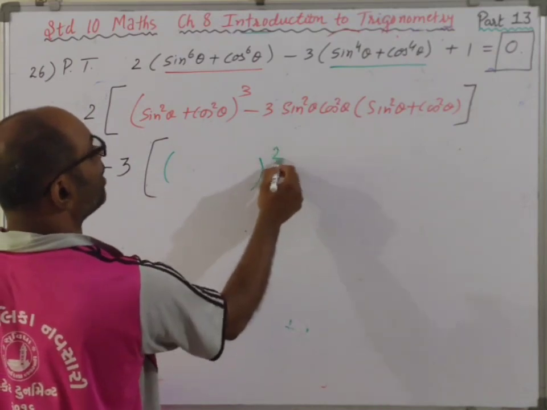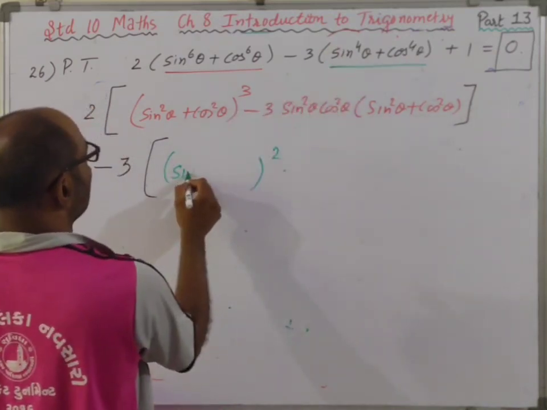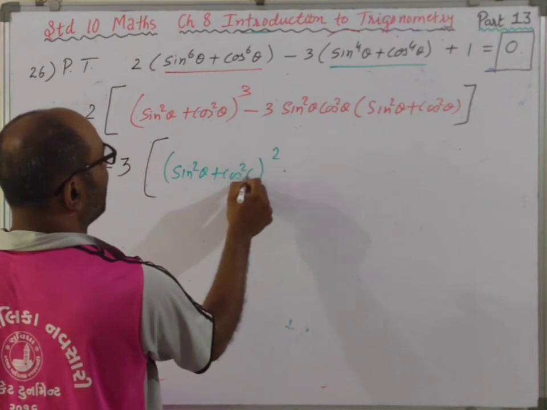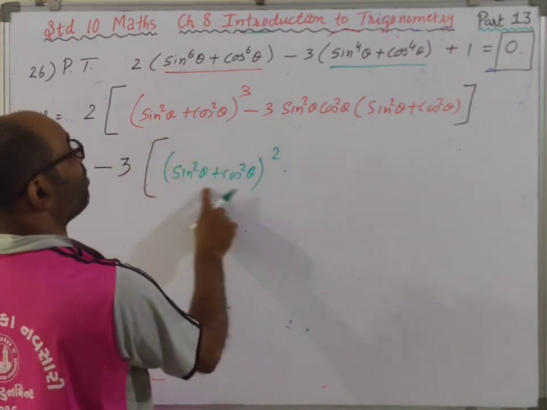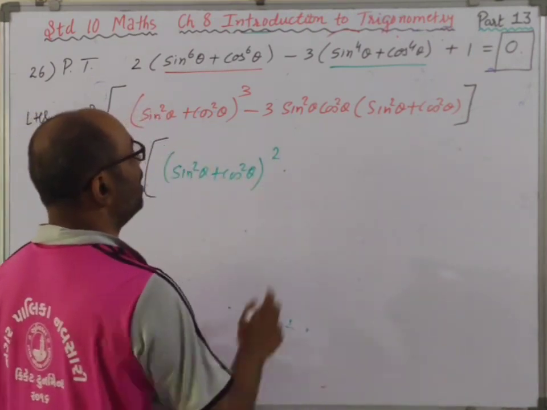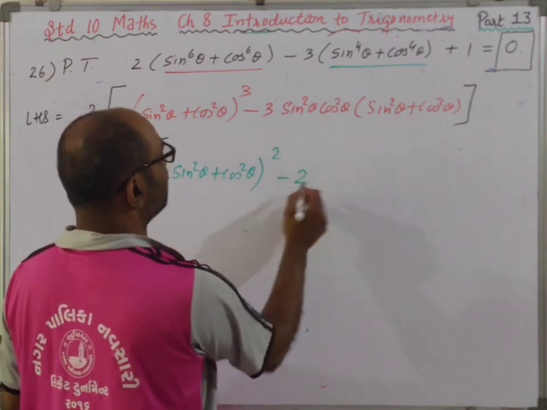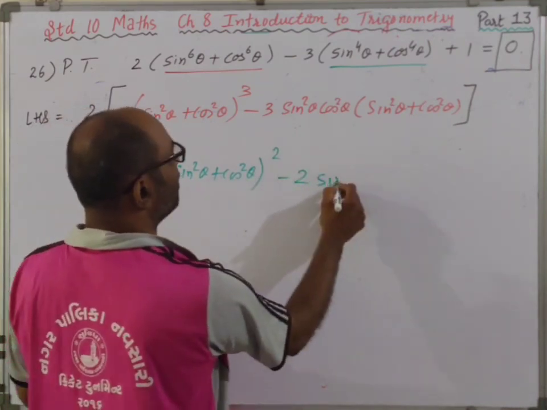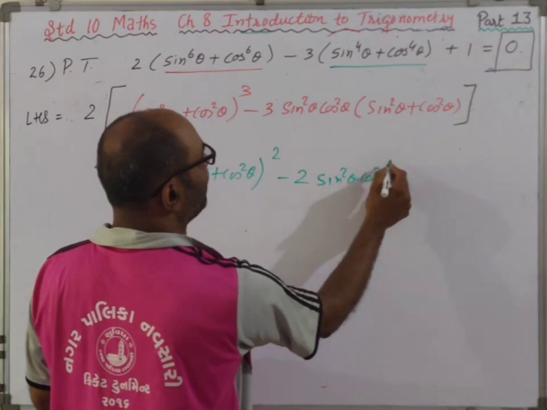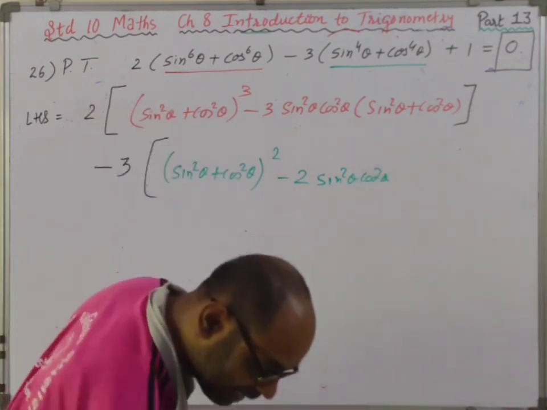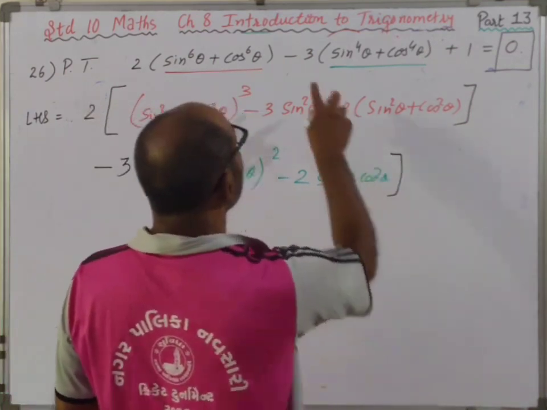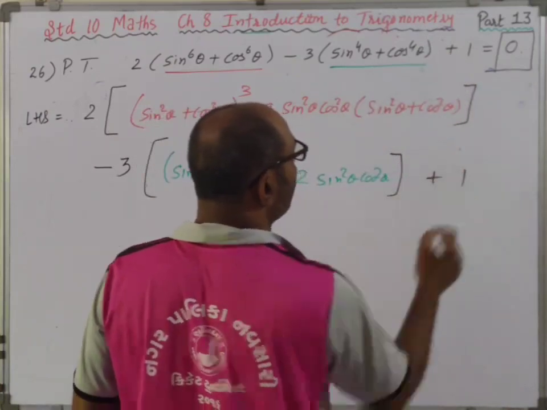I'm going to write whole square. Square of what? sin square theta plus cos square theta. It's very important that we get sin square plus cos square, sin square plus cos square. Okay? It is a square, so -2 times the product of these two, sin square theta into cos square theta, and that large bracket gets over. Ahead there is also +1.